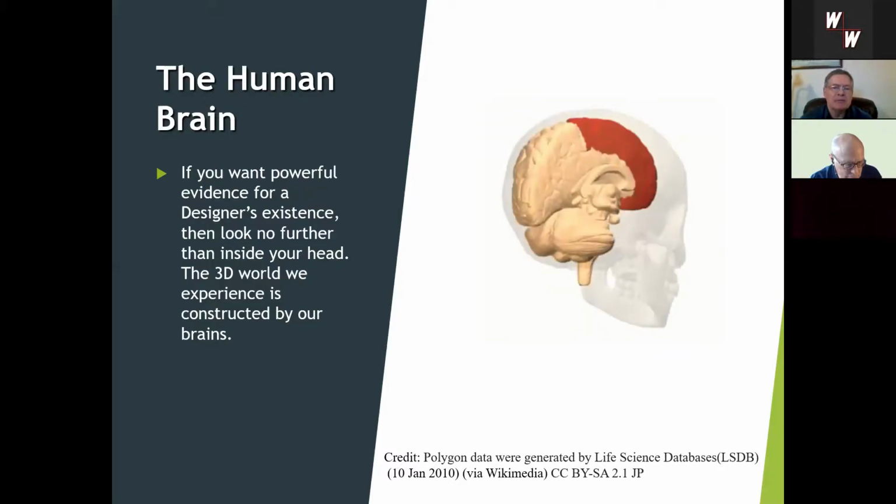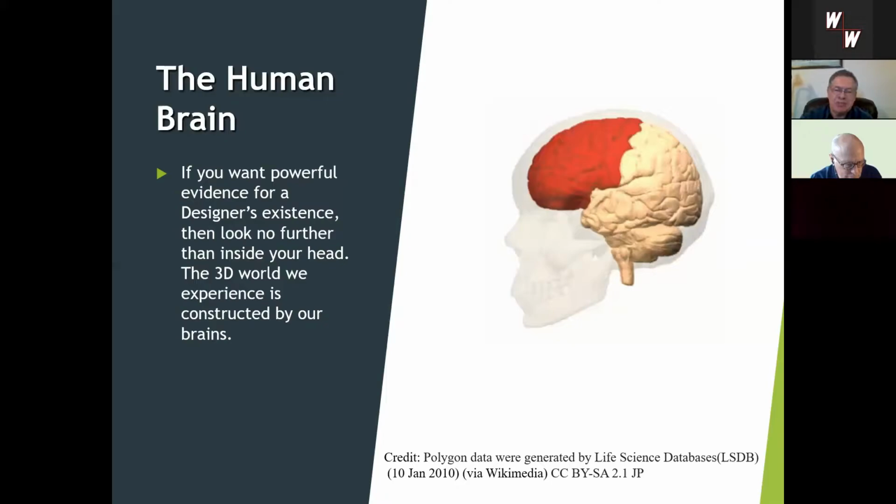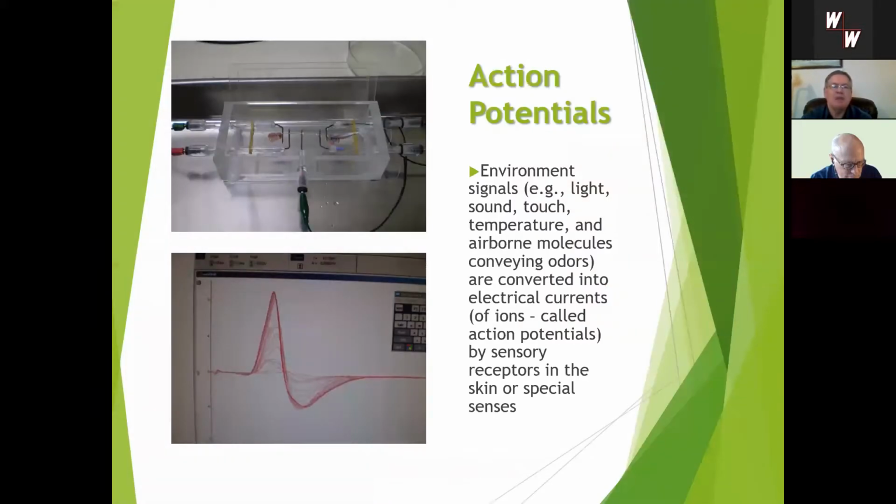As an example, consider that the 3D world we experience is essentially a construct by our brains. Every awake second, environmental signals of one kind or another, such as light, sound, touch, temperature, and airborne molecules conveying odors, are converted into electrical currents of ions called action potentials by sensory receptors in the skin, or special senses like olfaction or vision and hearing.